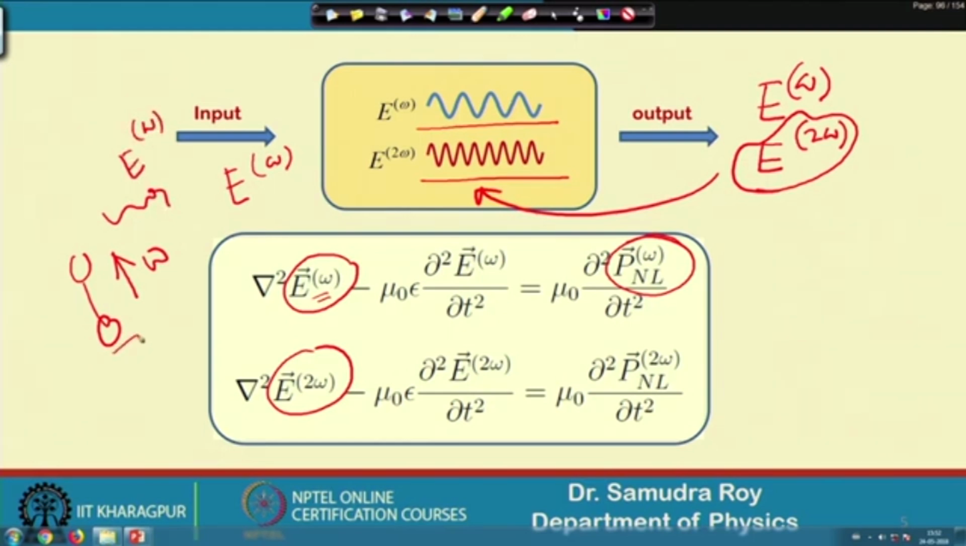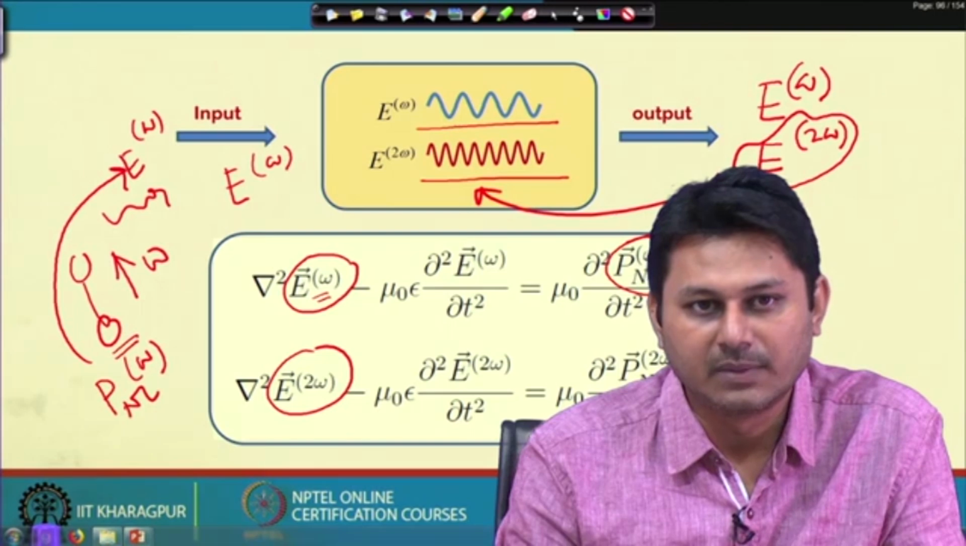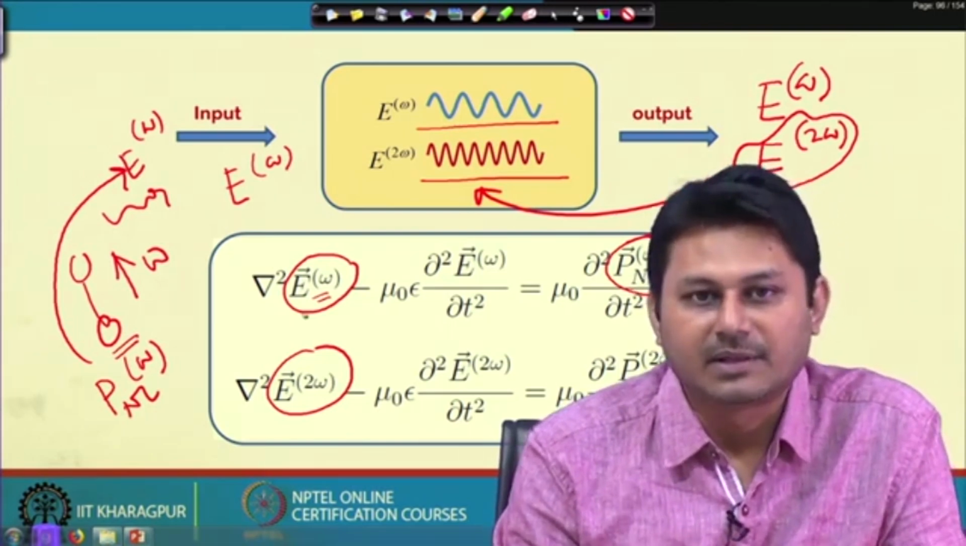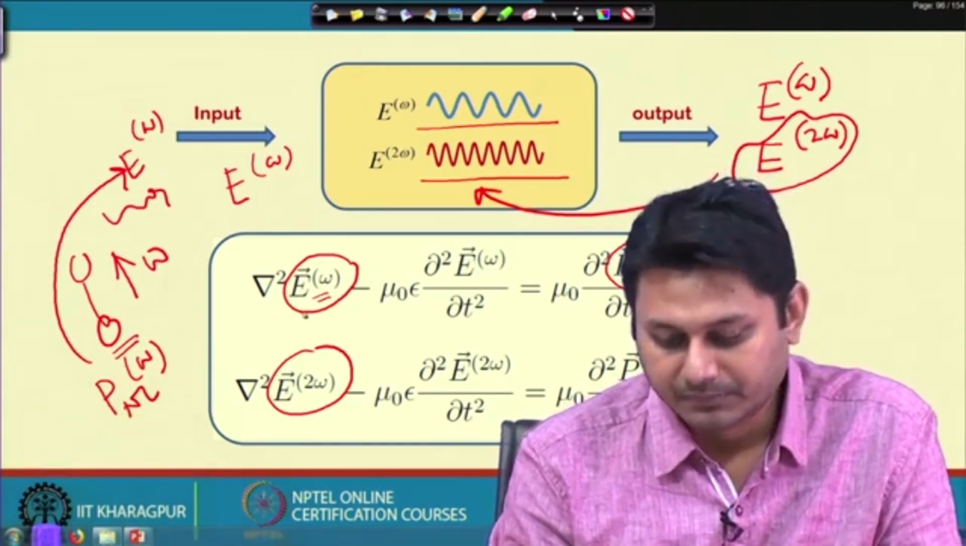So, that is why the source term is nothing but the P nonlinear, which is vibrating at the frequency omega. That is the source of the electric field which is being generated, and the frequency of the electric field is the same as the frequency at which the polarization is vibrating. Here the nonlinear polarization is vibrating with the frequency omega, and as a result we are getting an electric field which is also vibrating with the frequency omega.